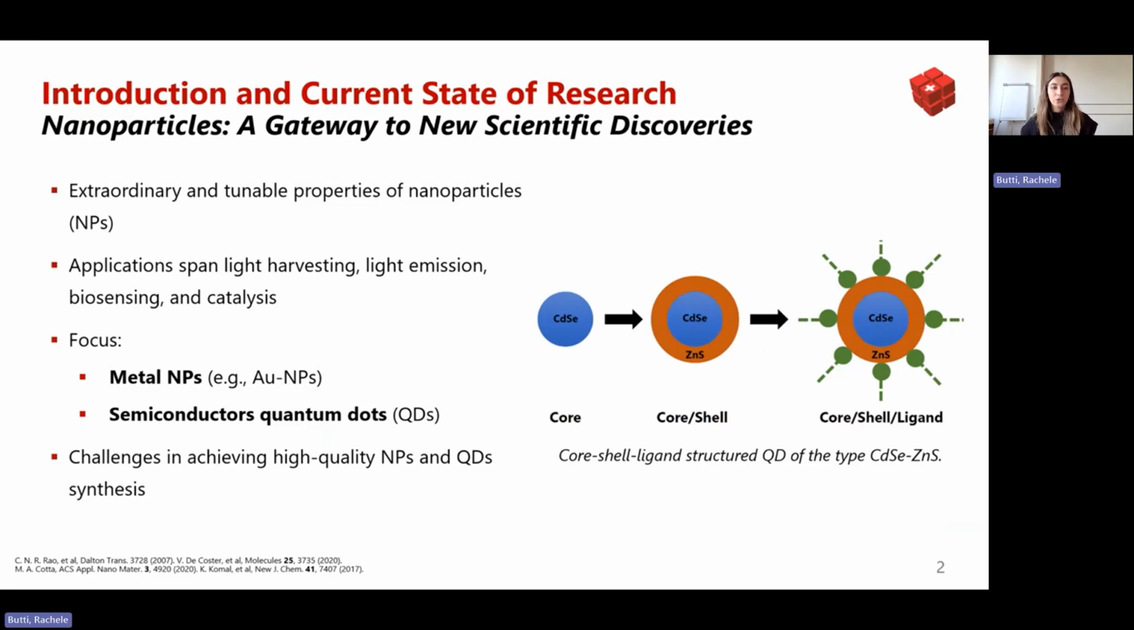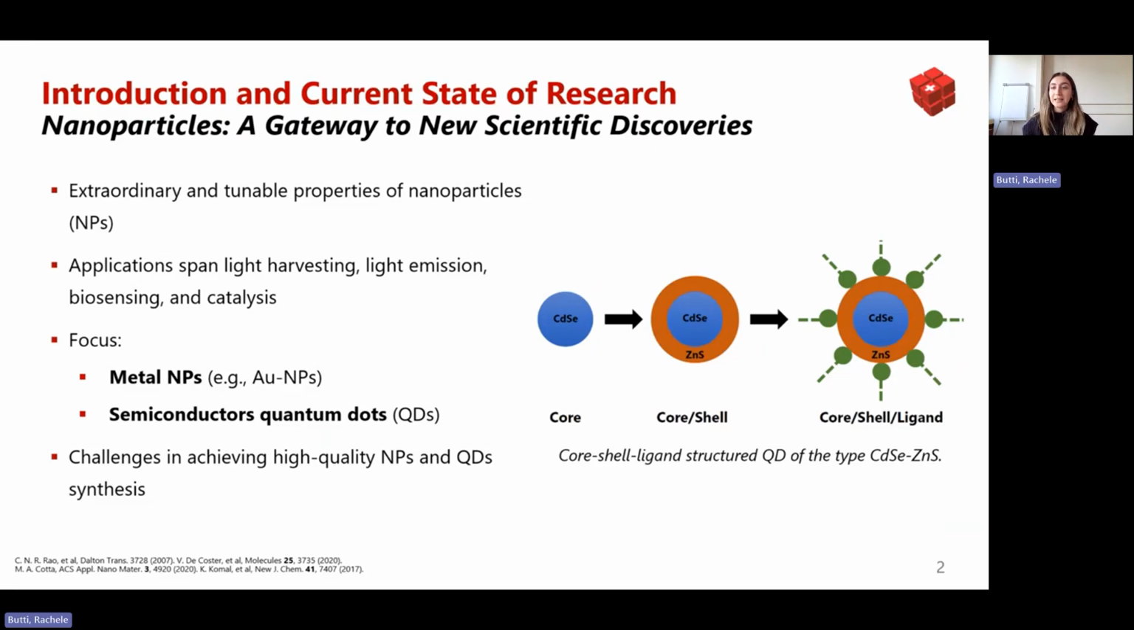More specifically, we will focus on two types of nanoparticles: metallic nanoparticles such as gold nanoparticles, or semiconducting nanoparticles, also known as quantum dots. They are special since they exhibit optoelectronic properties when their size approaches the Bohr radius. Even though these nanomaterials exhibit extraordinary characteristics, they still present some challenges when it comes to achieving high quality nanoparticle and quantum dot synthesis.